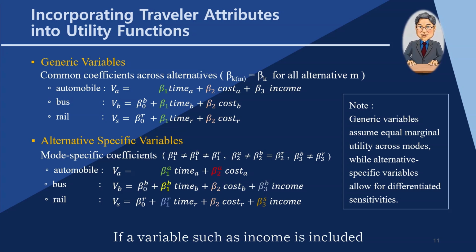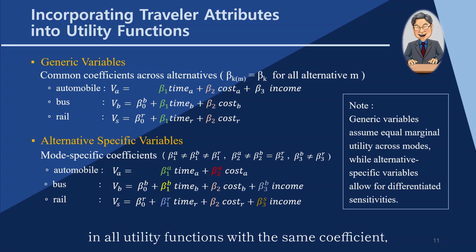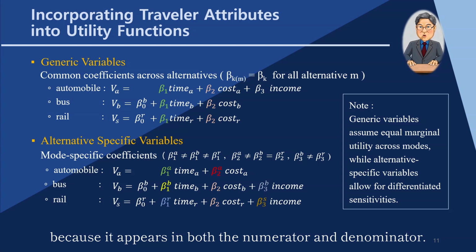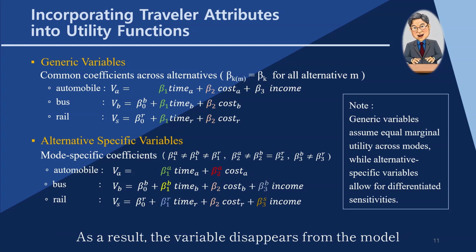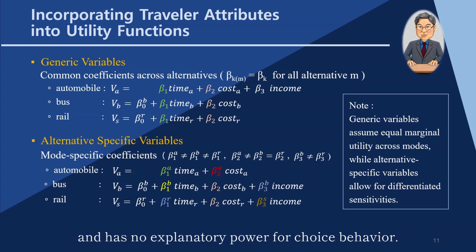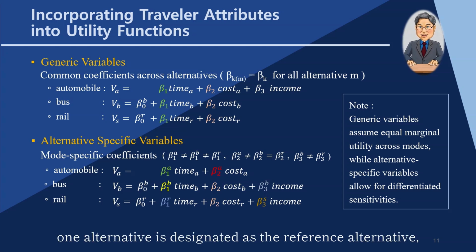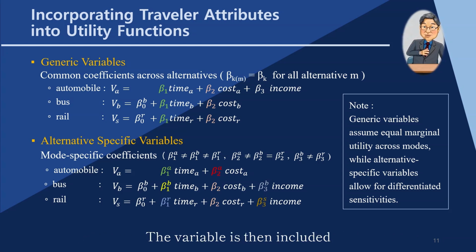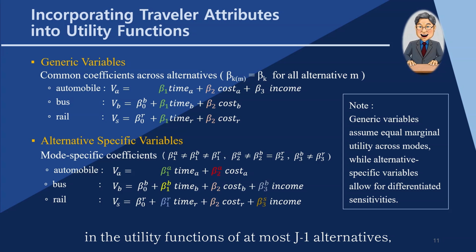If a variable such as income is included in all utility functions with the same coefficient, it will cancel out during probability calculation because it appears in both the numerator and denominator. As a result, the variable disappears from the model and has no explanatory power for choice behavior. To address this issue in practice, one alternative is designated as the reference alternative, and its coefficient for the variable is fixed at 0. The variable is then included in the utility functions of at most j-1 alternatives, either as a generic or alternative-specific variable.